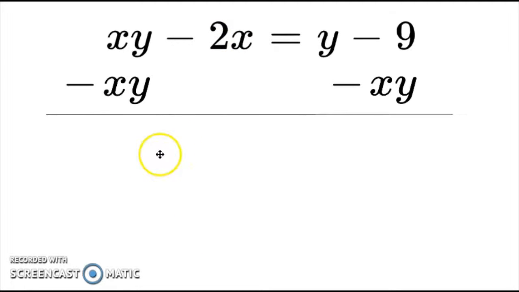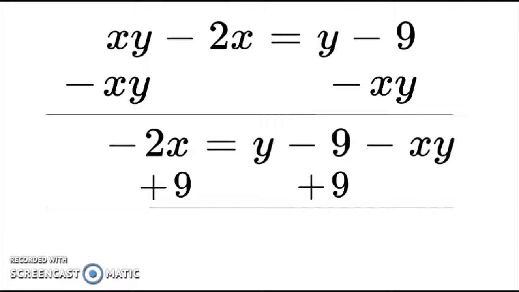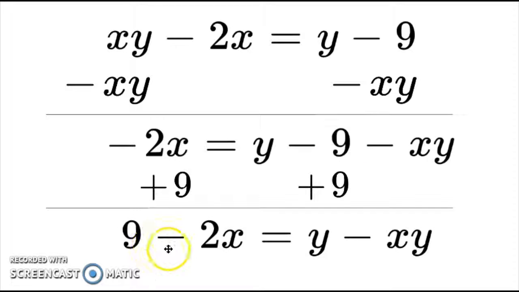On the left, I'll just have negative 2x. Over here, I'll have y minus 9 minus xy. Now my y's are on the same side of the equal sign, but there's not just y's over there. I notice there's a 9 on this side. I'm going to have to move it away from both of these terms. So to move that, I'm going to have to add 9 to the other side. So then that will give me 9 minus 2x equals y minus xy.